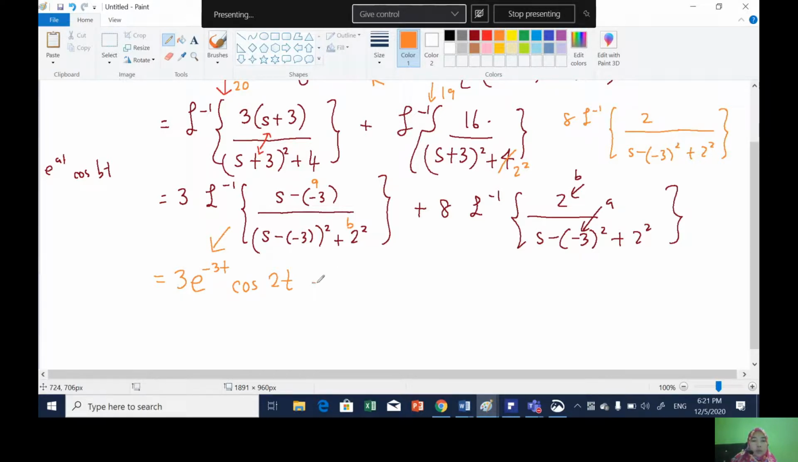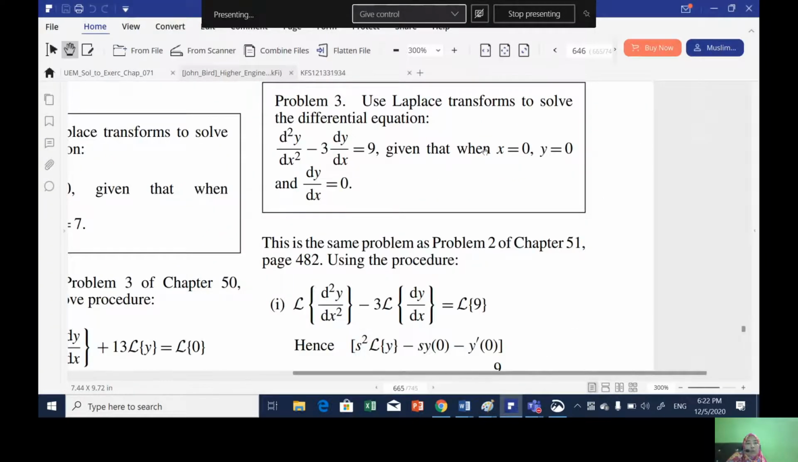Okay, so here will be plus 8. Then we have e to the power -3t, then we have sine 2t. So this is the solution for the second ODE. We are going to try another example for problem number 3.